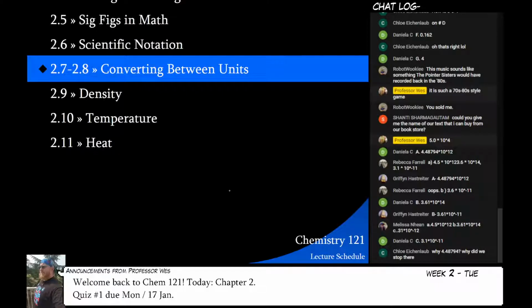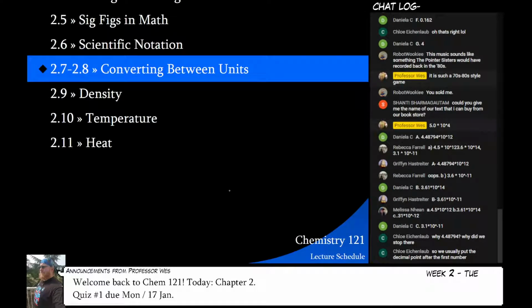All right. So the next sections in Chapter 2, and we're not going to finish this today because we only have about 30 more minutes or so. What we're going to be doing is calculations to do conversions. And we're going to do a bunch of problems that are going to seem kind of silly.